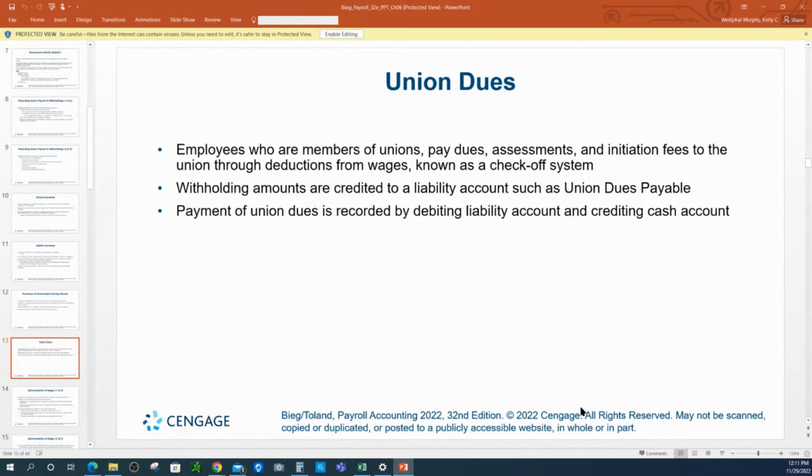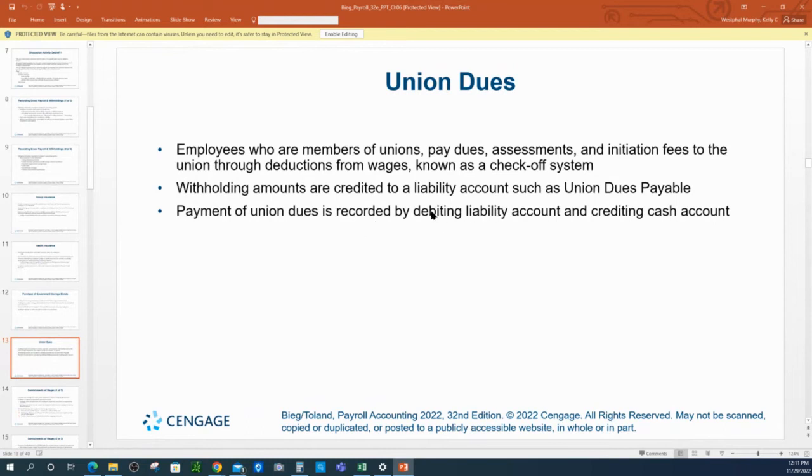Union dues. Also, these are not pre-tax. These are post-tax. So there is no tax benefit from contributing to union dues, but they are oftentimes withheld from employee paychecks to ensure that the amounts are actually paid.